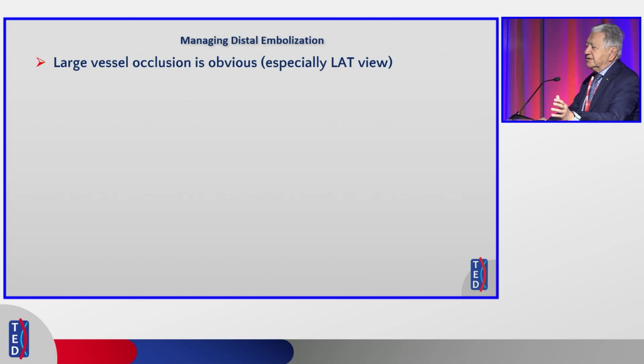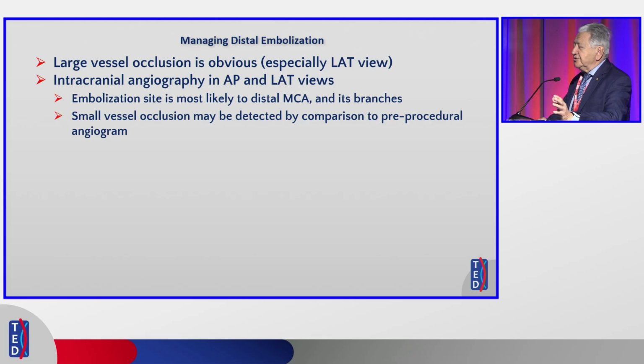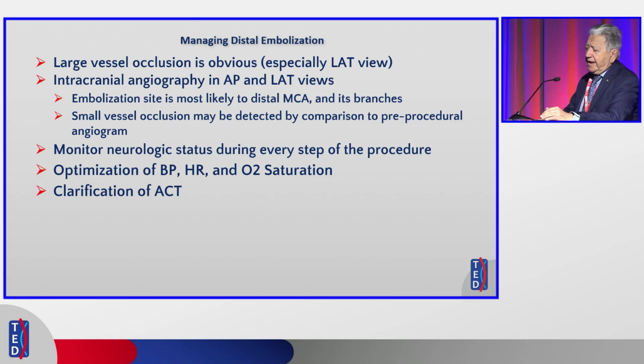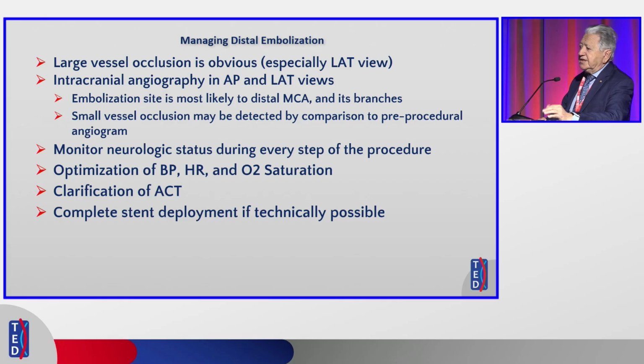So what do you do in this type of scenario when you cause trouble with embolization? Well, it's easy for a skilled neurointerventional physician when you see the lesion. But when you don't see the lesion, that's another problem, obviously. So typically, it's a distribution of the middle cerebral artery or its branches, but small branches are difficult to do any kind of intervention on. So you monitor the patient well during every step of the procedure, and you optimize everything that you can: blood pressure, heart rate, oxygen saturation, check your ACT.